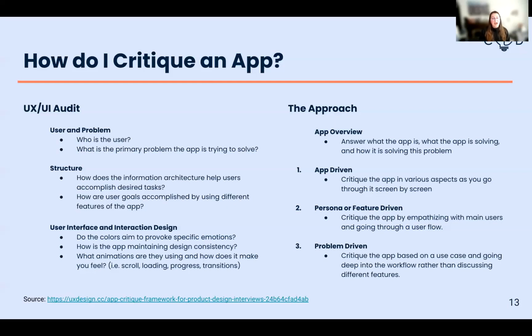First you can do app driven, where you critique the app very broadly and walk through each screen and talk about it. This one is very broad and there's no real flow to it, but there are pros and cons to each type of approach. The second one is persona or feature driven. You discuss features, problems, or flows from a specific persona's point of view. And then problem driven is the third one.